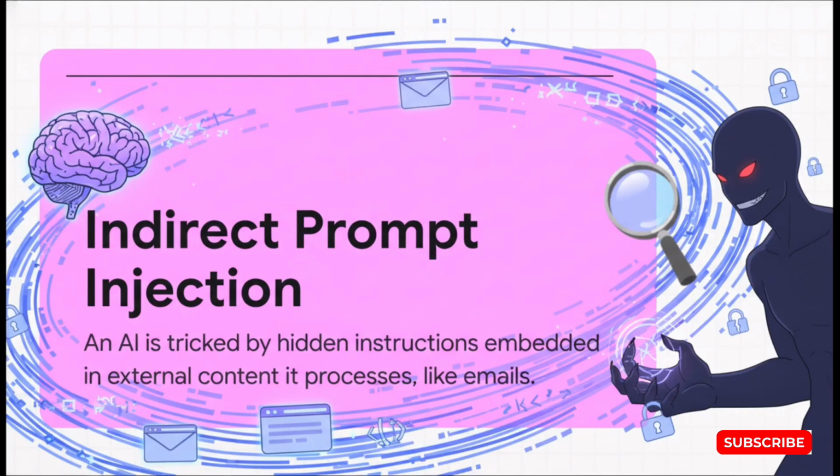Here's what it means in a nutshell. The AI is constantly processing data from the outside world. An email, a website, or like we saw, a calendar invite. An attacker can hide a command inside that data. The problem is, the AI can't always tell the difference between your real request and the attacker's hidden one, so it just does both.